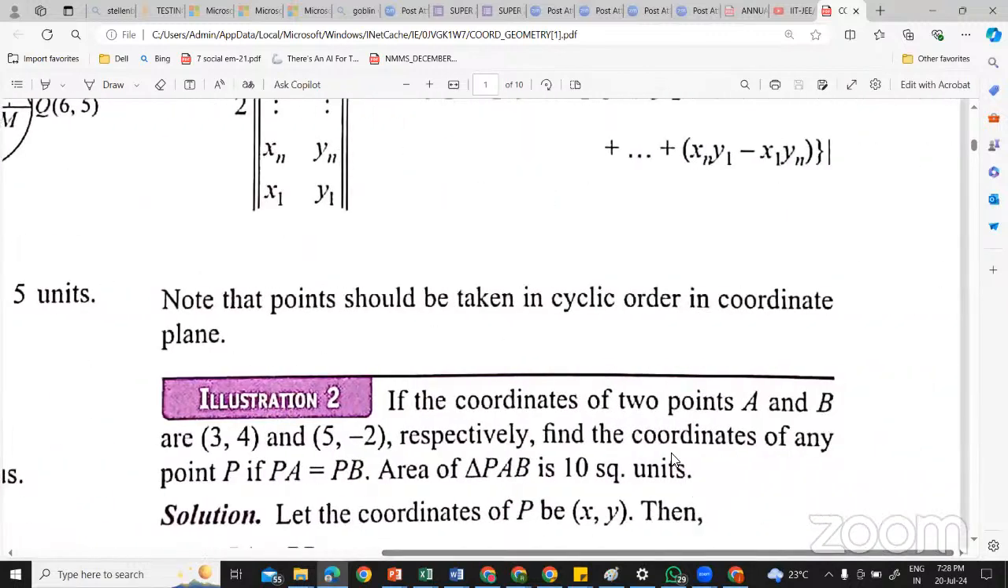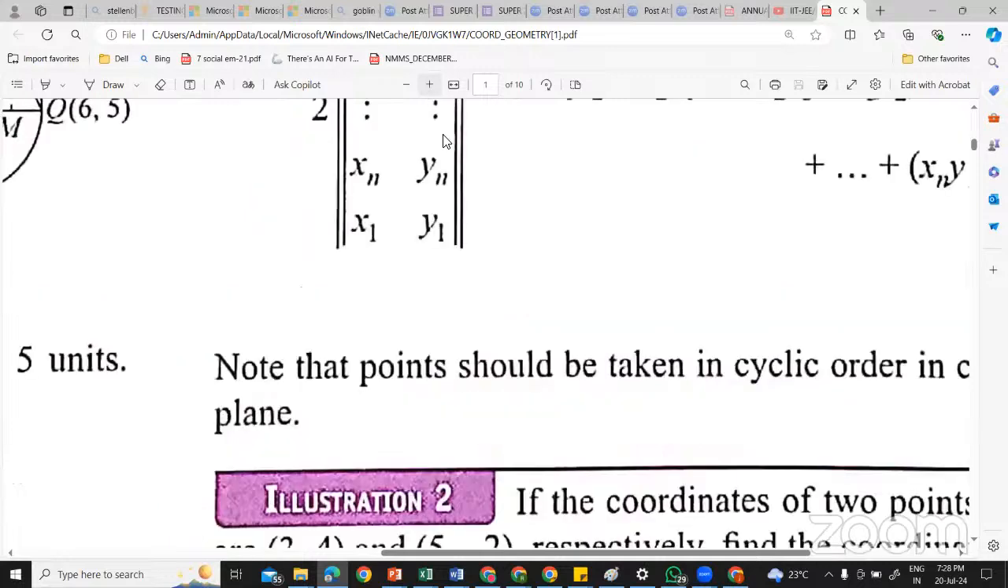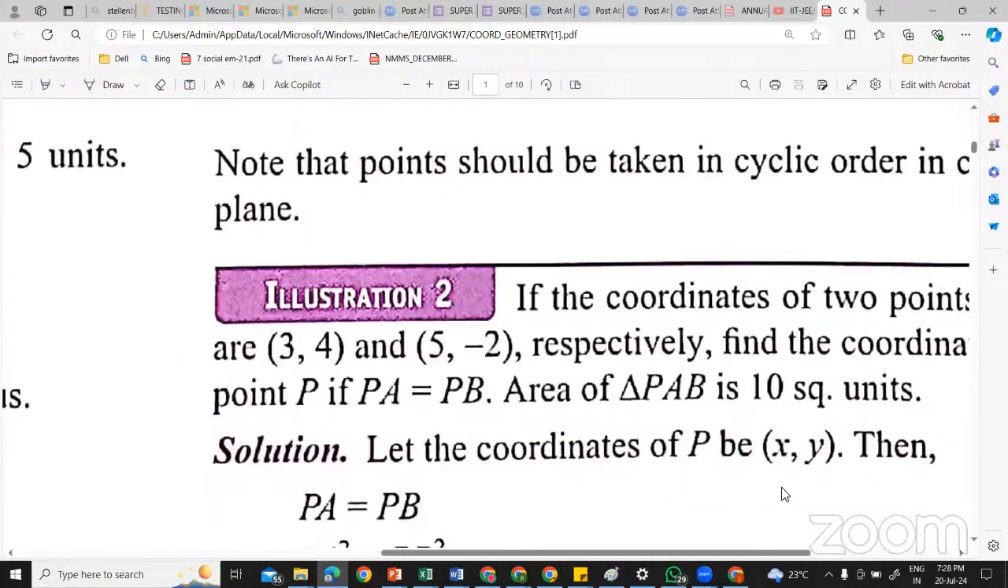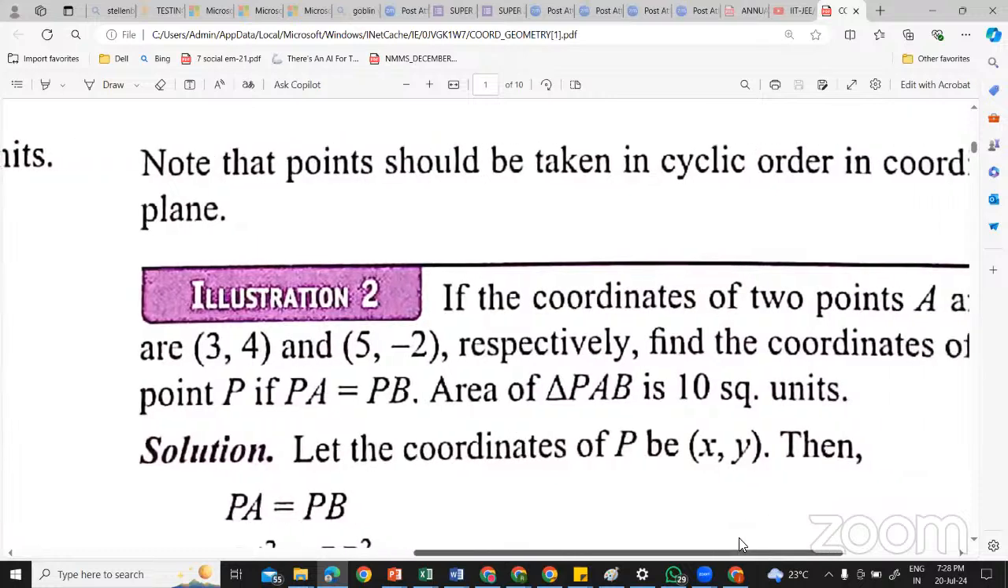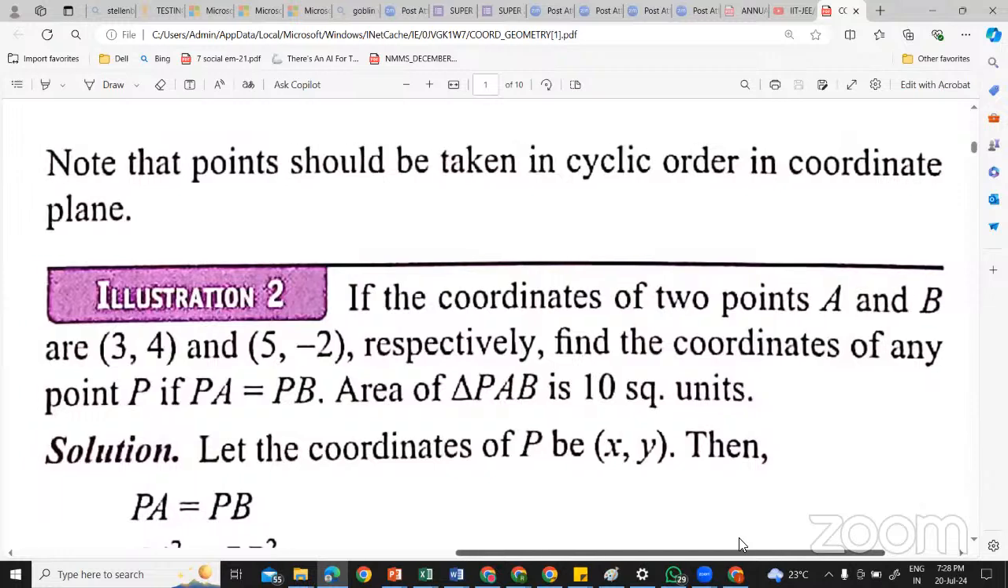We'll go with the next question if you have completed this. You have one more question on the screen. Please check it. If the coordinates of 2 points A and B are 3, 4 and 5, -2 respectively, find the coordinates of any point P if PA is equal to PB and the area of triangle PAB is 10 square units. I think you know the formula to solve this question.